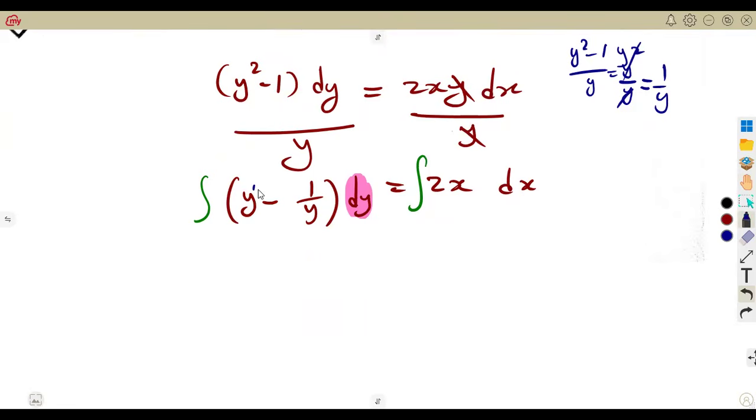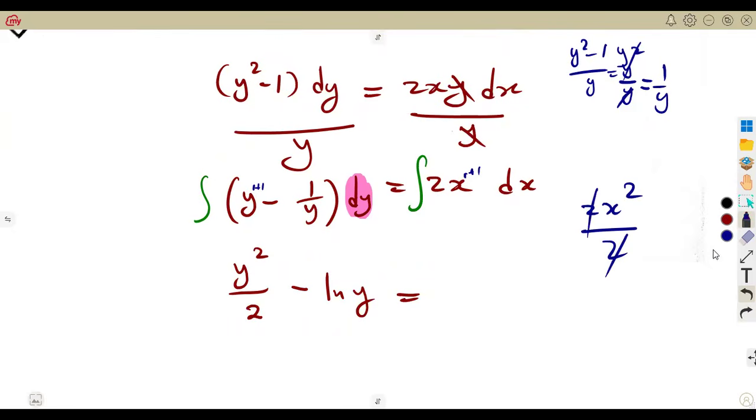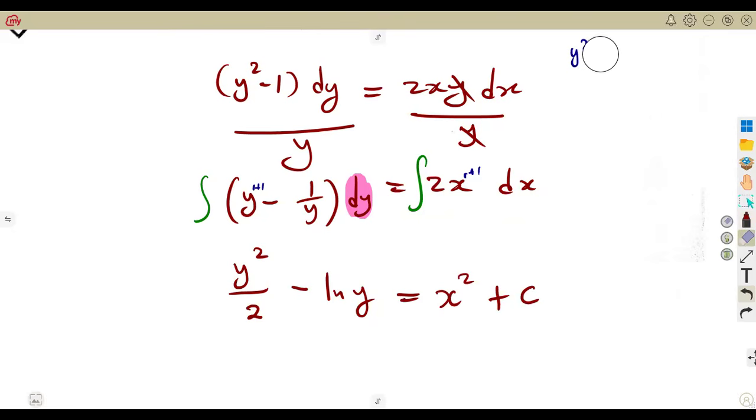Adding a 1, it's already a 1 here, so add a 1, that will be y squared over the new exponent minus the integral of 1 over y with respect to y is what? That's a ln, which is equal to, you integrate that x, it's already 1. So if we add a 1, that was going to be 2x squared over 2, the new exponent. And that was going to cancel. We have got x squared plus the constant of integration. This is our general solution.